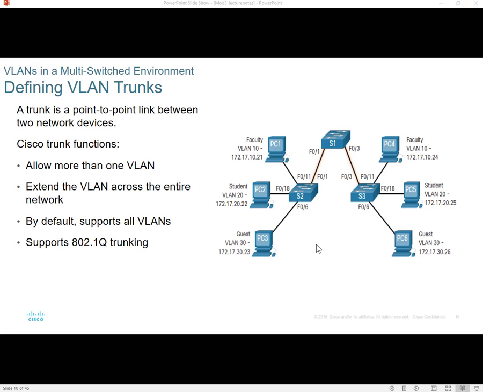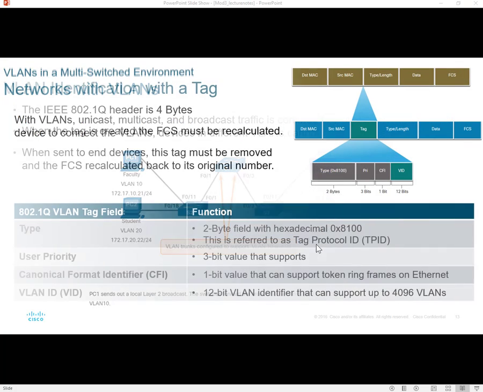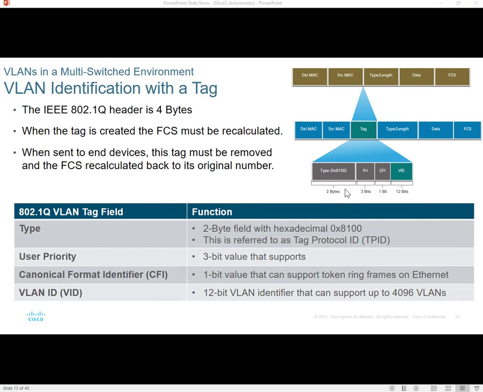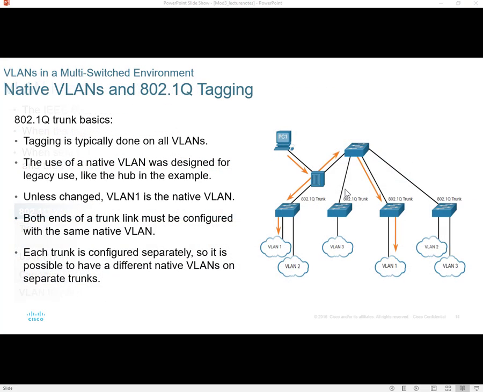There are several fields in the tag: TPID, PRI, CFI, and VID, the VLAN ID. The VLAN ID is an important field because it identifies what VLAN the traffic belongs to. Any untagged traffic is usually sent out to the native VLAN, which is placed there for legacy support.